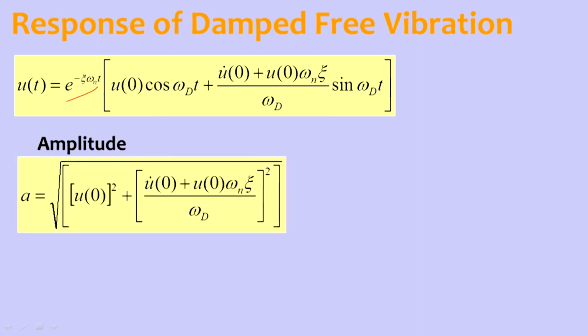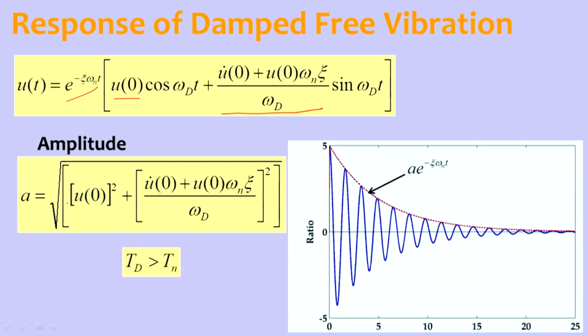If you look at the amplitude of vibration, it is the square root of the sum of squares of these two terms, A and B. That is the amplitude. Now if we draw the figure of damped free vibration, it looks like this. The oscillating part is coming from this bracket term, and the decaying part is coming from this term. We have discussed in the last module also that the damped natural period is always greater than or equal to the undamped natural period.